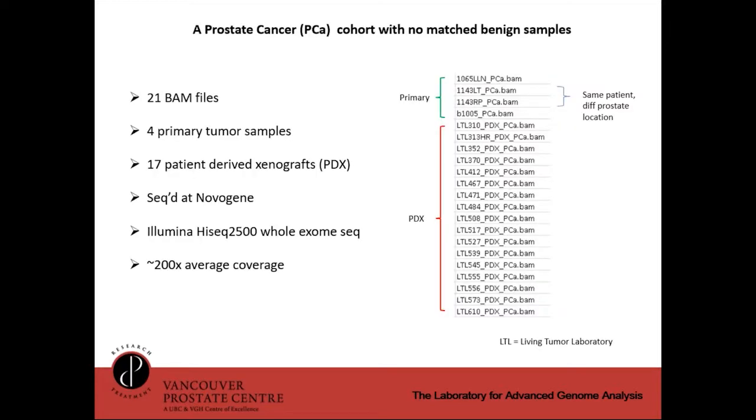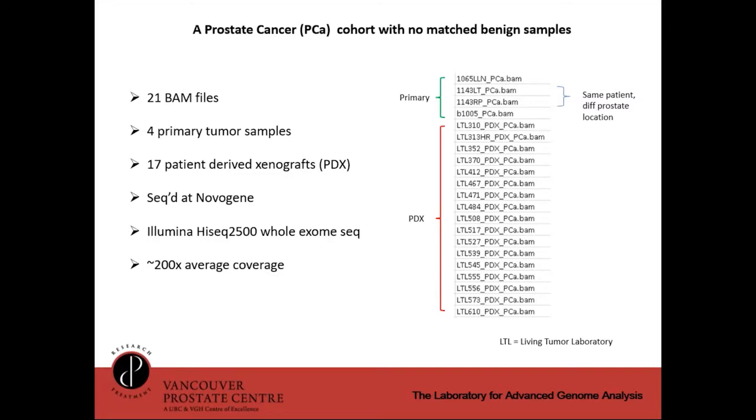So before I get into this too much, I'm going to go over the cohort that I'm going to talk about today. So the rest of my talk will be just specifically about these 21 samples. They're prostate cancer with what we believe to have no matched benign samples to go with it. So they're tumor samples, and as far as I know, when I got this, as I was told, it didn't appear that we had any normals to go with it.